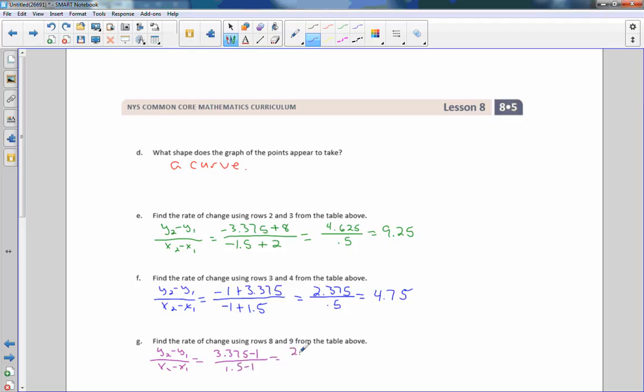Well, that's going to equal 2.375 divided by 0.5. And I just did that here, and that's 4.75. So rows 3 and 4 and rows 8 and 9 have the same rate of change.